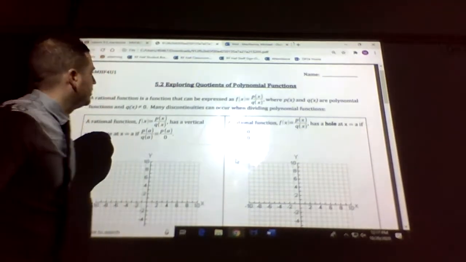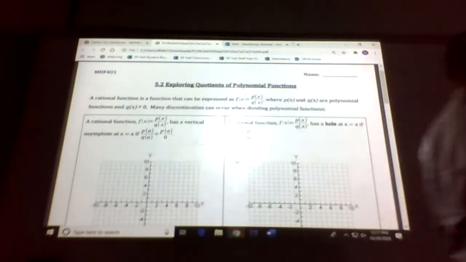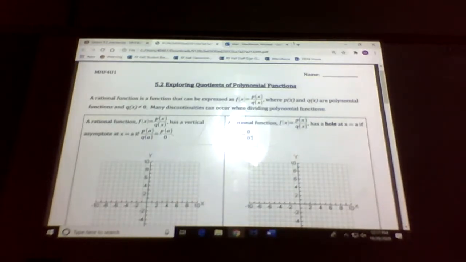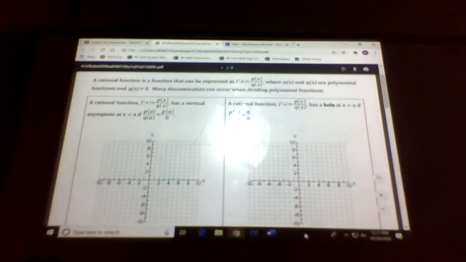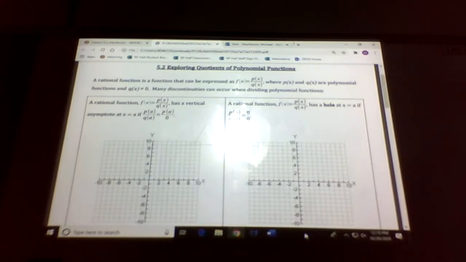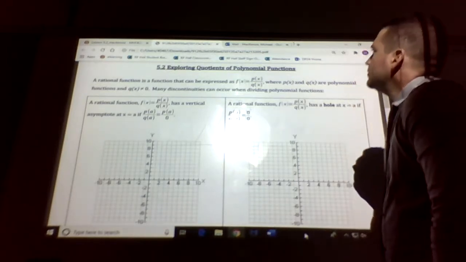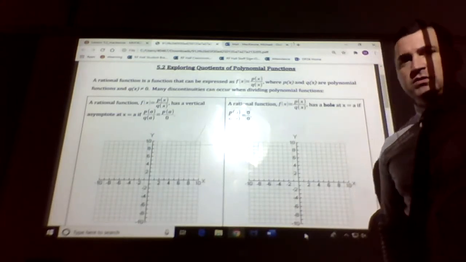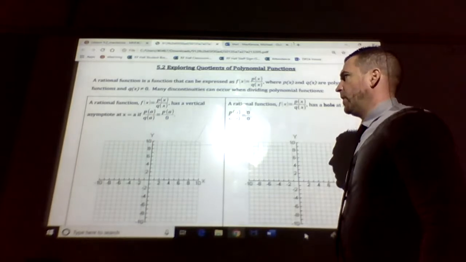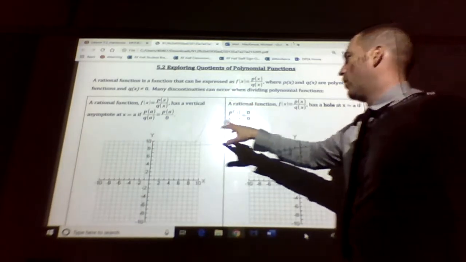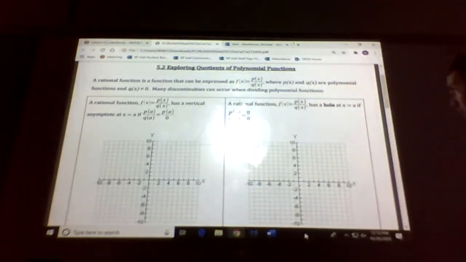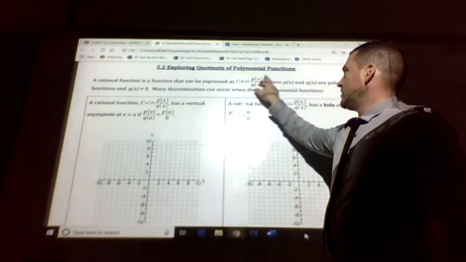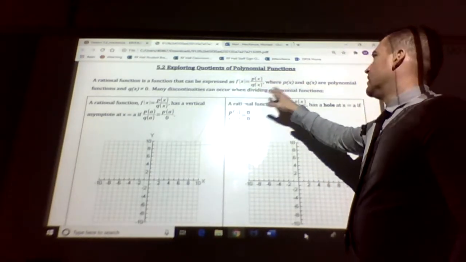Okay, so this is 5.2, exploring quotients and polynomial functions. We're going to look at different rational functions, those rational being fractions. So we're going to look at a bunch of functions that are fractions that could be expressed as p of x over q of x. I'll explain what this is later with examples.